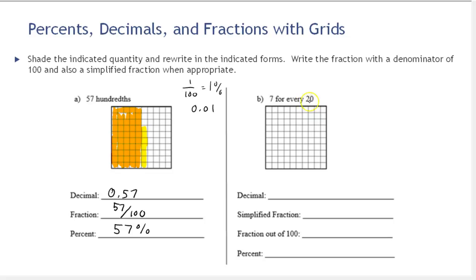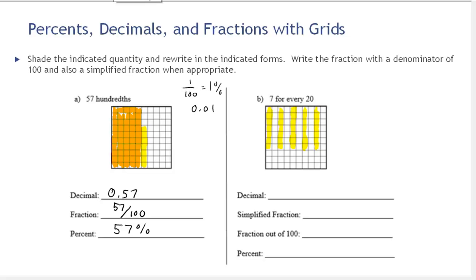Let's look at the next one. 7 for every 20. So every 2 rows is 20, so I'm going to shade 7 for every 2 columns, excuse me. So there's the first 2 columns. I've shaded 7. There's another 7, another, and another. So notice 2 columns, 7 shaded, 2 columns, 7 shaded, and this happens 5 times.